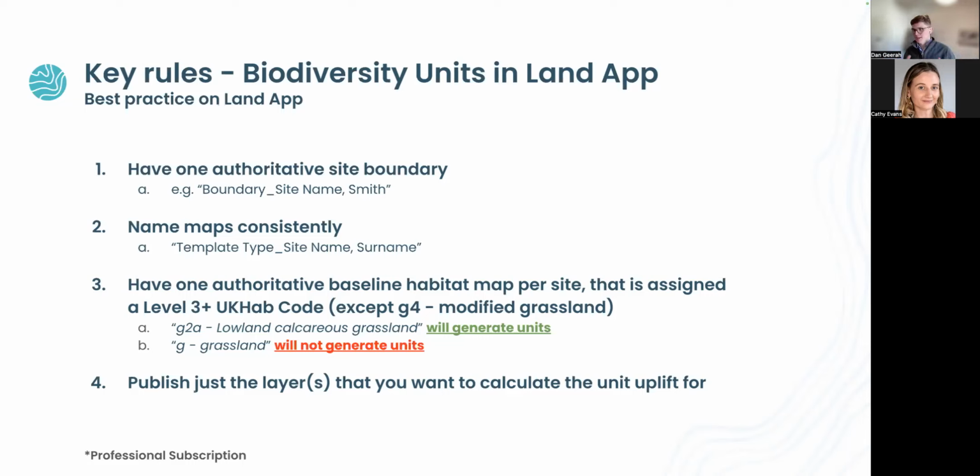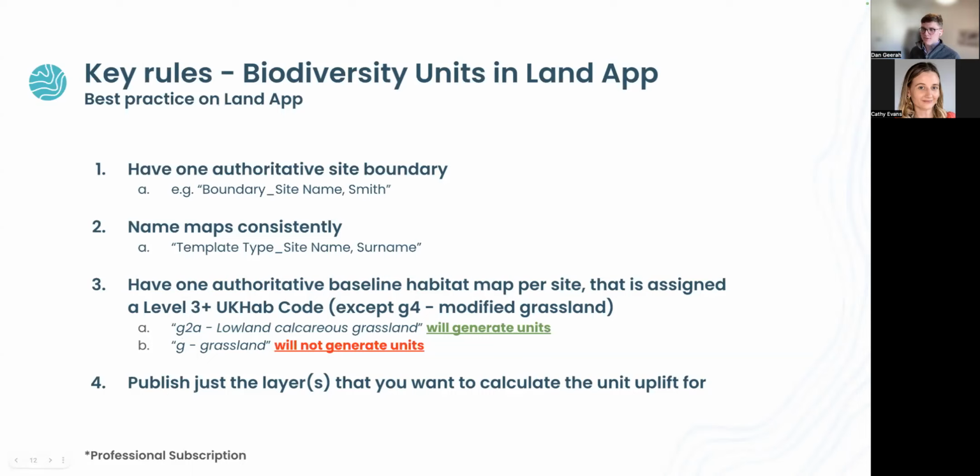A rule of thumb that I tend to follow is if your code has got less than 3 digits, it's probably not eligible for BNG. There's one exception, which is G4 modified grassland, which is eligible, but for everything else, you want to make sure that the code of your habitat type has at least 3 characters, if not more. And then finally, you can use the publish function, which I'll show in a moment, to calculate the unit uplift.